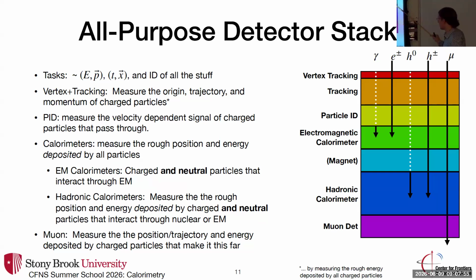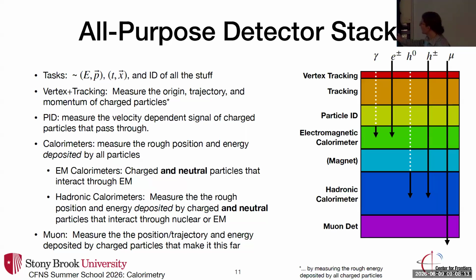And then, we've got to put the magnet for our tracking device somewhere. Generally, it goes outside of that. Then the hadronic calorimeter has more space. It can be big. It measures roughly the position and energy deposited by charged and neutral particles that interact through nuclear or electromagnetic processes if they make it that far.